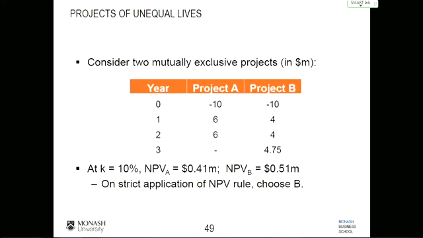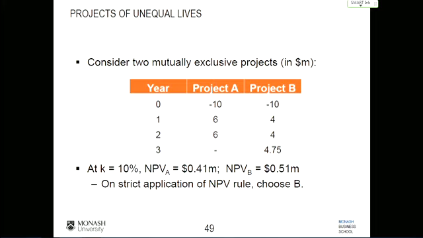Okay, so now I want to focus on the last part of the lecture on projects of unequal lives. As I mentioned at the beginning, if you have different projects of the same lives, NPV should be the criteria that we use. But if they have different lives, how should we do it?